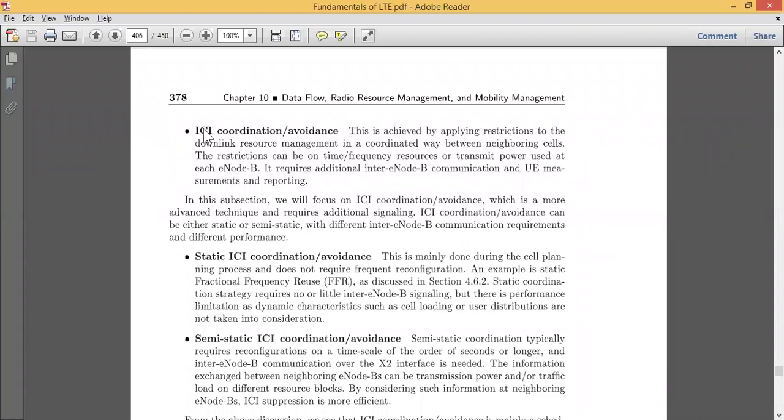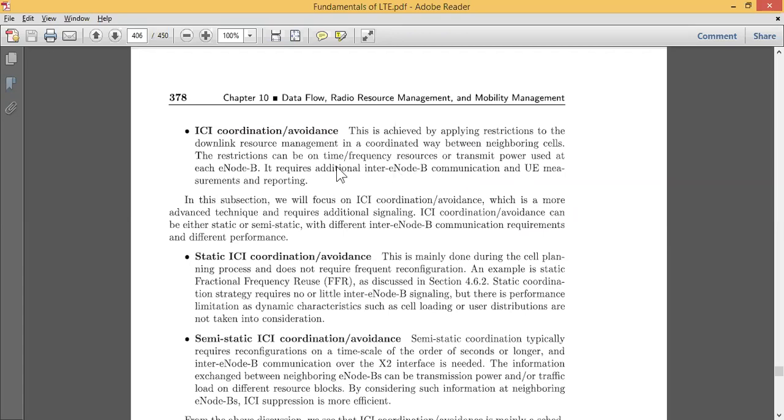So if you make use of ICI avoidance, this can only be done by applying some kind of restriction at the downloading resource management. And how can this be done? In a coordinated way between the neighboring cells. The term coordinate means that, for example, if you want to download some information from a neighboring cell, you should tell the neighboring cell that I am only able to receive data which is up to 1 gigahertz or less. So do not send me data beyond 1 gigahertz. If the neighboring cell transfers data which is less than 1 gigahertz, then automatically I can receive the proper data. If it goes beyond 1 gigahertz, it will be considered as interference.